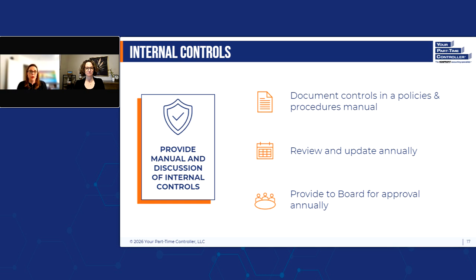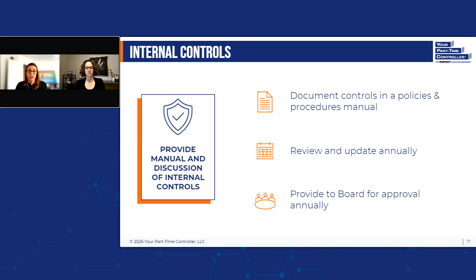So last part of educating your board is, as part of their fiduciary responsibilities, remember the board is responsible for safeguarding the assets of the organization and providing proper financial oversight. So help them understand how the organization is being protected. Tell them about your internal controls. Hopefully those are already documented in a policies and procedures manual, and hopefully the manual is up to date and at least reviewed and updated annually.